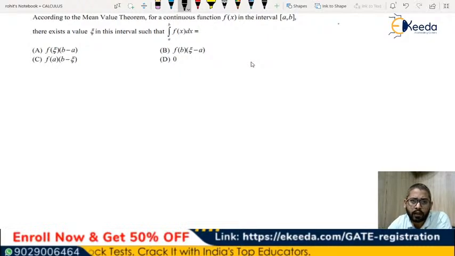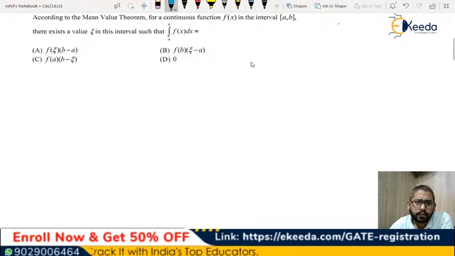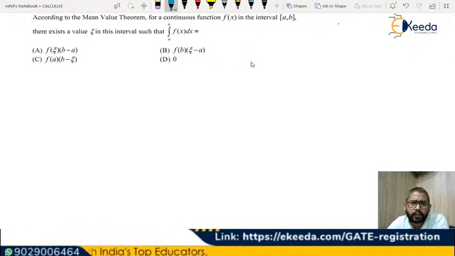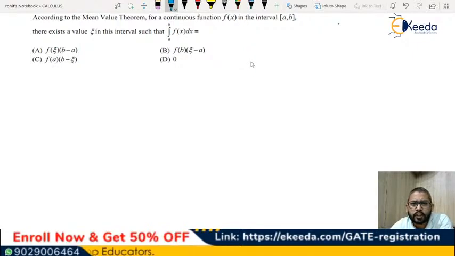Let's see this question. This says, according to the mean value theorem, we have to find that for the function in this interval, there exists a zeta such that this is going to be what, right? So we have to find this value.